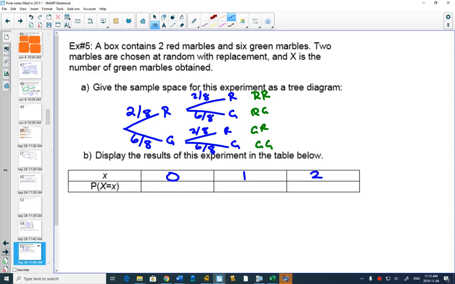What's your chances of getting 0 green marbles? Can you see that that is your branch 2 out of 8 times 2 out of 8? If I multiply those together, I get 4 out of 64. Of course, you could reduce that. I'm going to just keep it out of 64 for now.